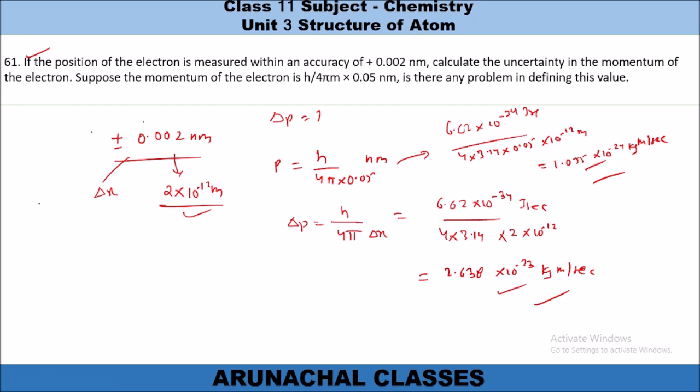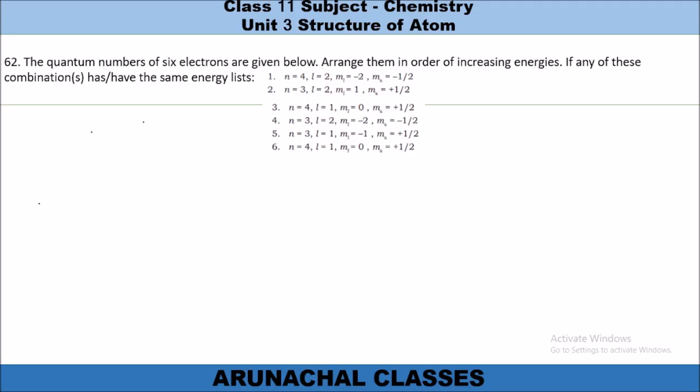Now we are with question number 62. Quantum numbers of 6 electrons are given below. Arrange them in increasing order of their energies. If any of these combinations has the same energy, list them. The energy of an electron depends upon the principal quantum number and the azimuthal quantum number. The greater the n plus l value, the more the energy of the electron.